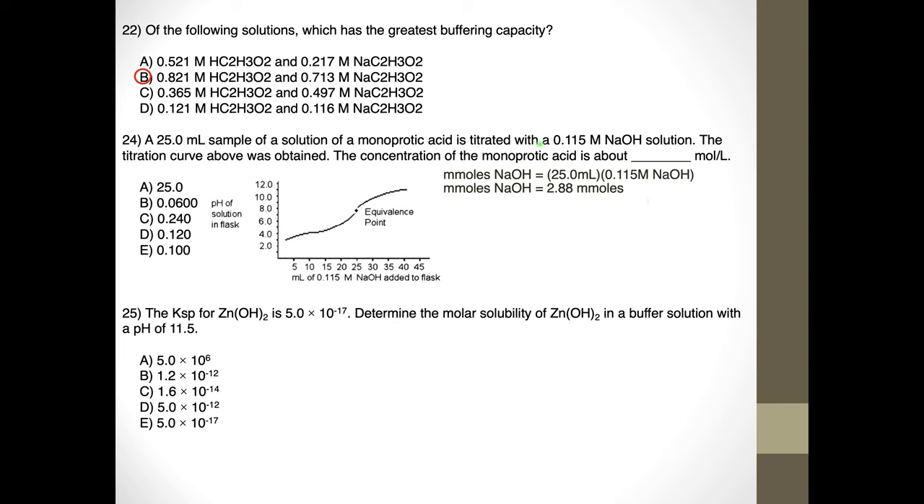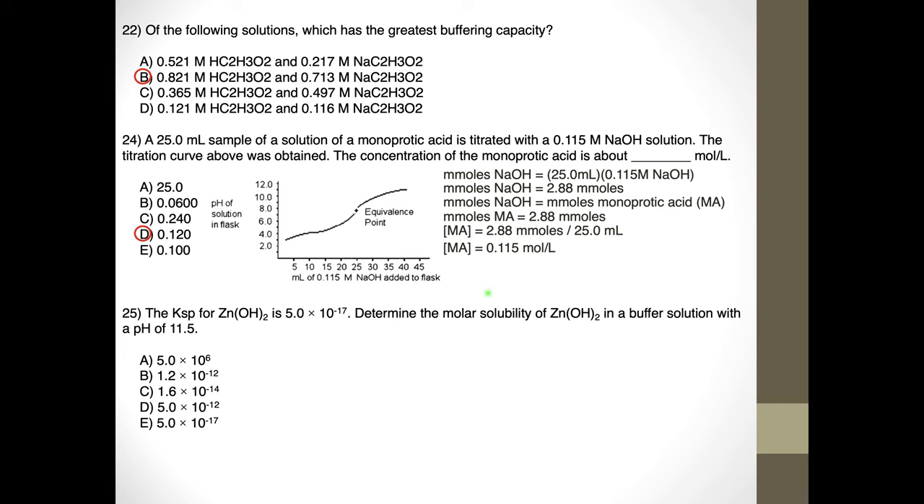And because it's a monoprotic acid, we have just one proton here. That proton is going to react with one OH, so the stoichiometry is 1:1. That means that the millimoles of sodium hydroxide are equal to the millimoles of the monoprotic acid. Now for the concentration, we have 2.88 millimoles of the monoprotic acid, so the concentration is going to be 2.88 millimoles divided by 25, the volume of the sample. This is equal to 0.115, and here we have 0.12, so it's around that concentration. So we have letter D, that is 0.120 molar.